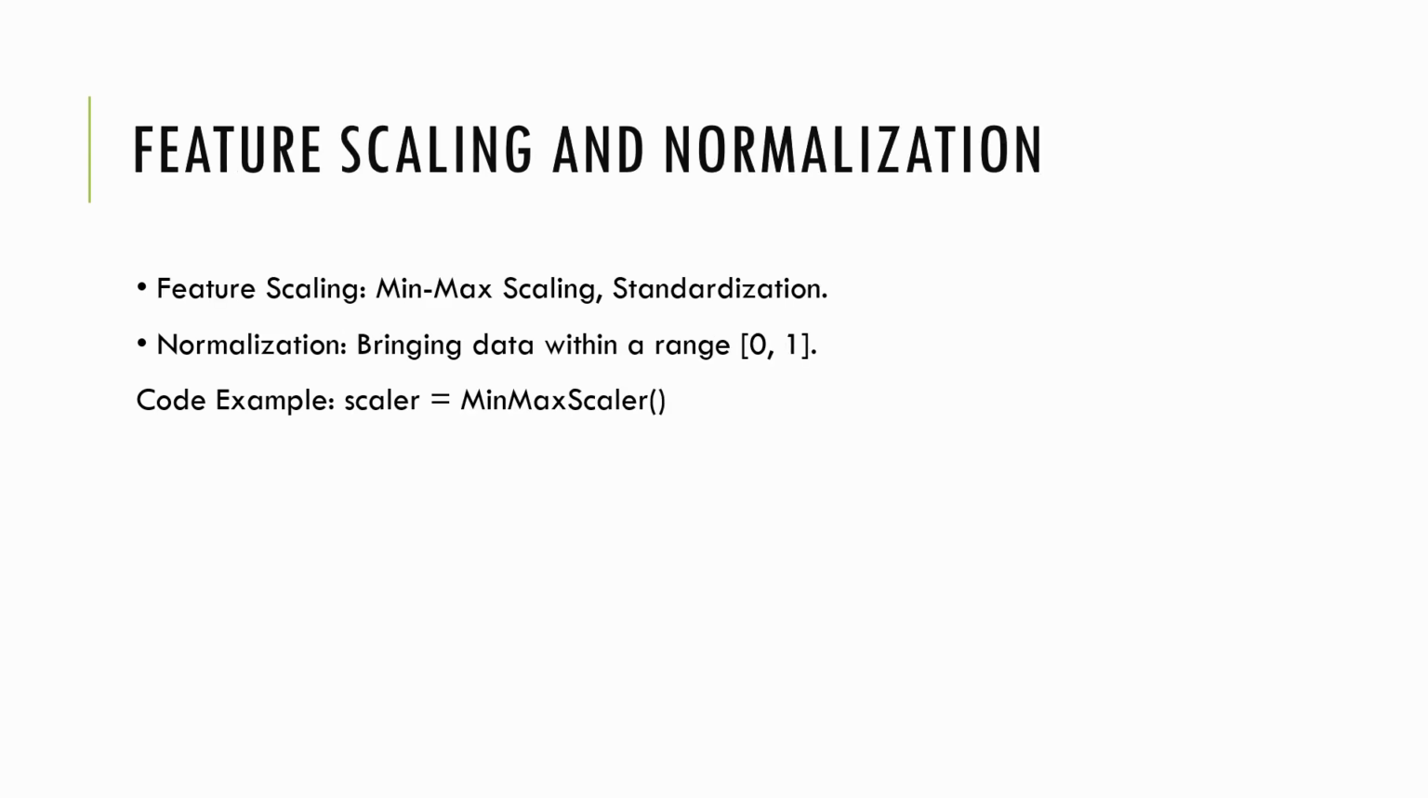Feature scaling and normalization are techniques used to bring the data into a standardized range. For instance, scaling ensures that numerical features are on the same scale, making it easier for algorithms like gradient descent to converge more quickly. Normalization brings all data values within a range like 0 to 1, ensuring that no one feature dominates due to its scale.